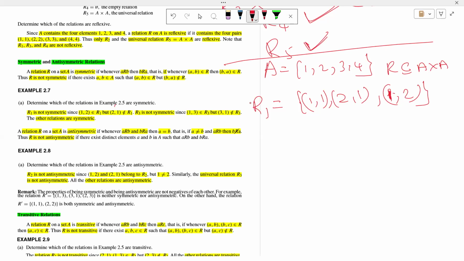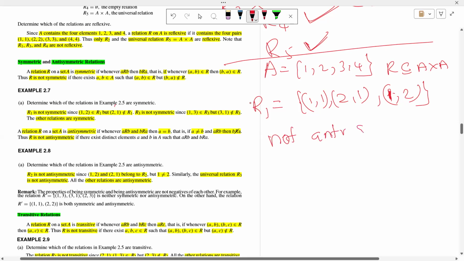Now we need to look at whether it is antisymmetric or not. So this is not antisymmetric. Why am I saying this is not antisymmetric? Antisymmetric means that (a, b) and (b, a) both appear only because a is equal to b, right? So here, 1 comma 1 is there, right?